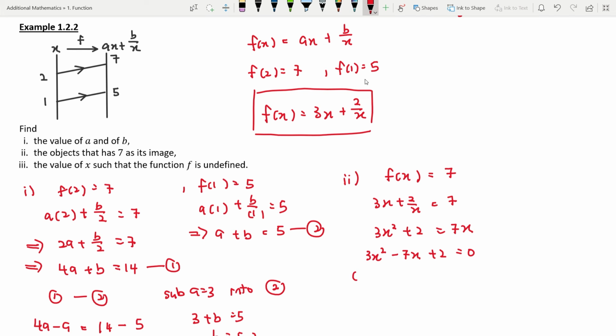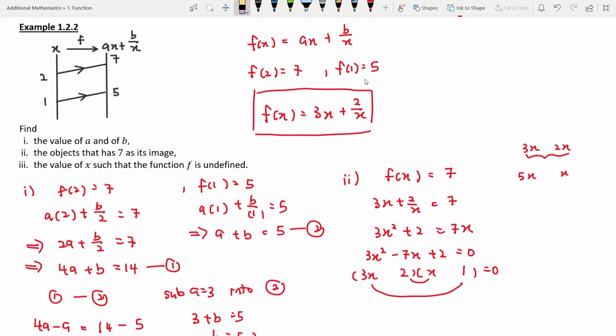Then we factorize them. 3x squared can be separated into 3x and x. 2 can be separated into 2 and 1. By doing this, we have 3x and 2x. However, 3x and 2x, if we add them, we'll get a 5x. If we minus them, we'll get just an x. We need to get a negative 7. So this is not the case that we want.